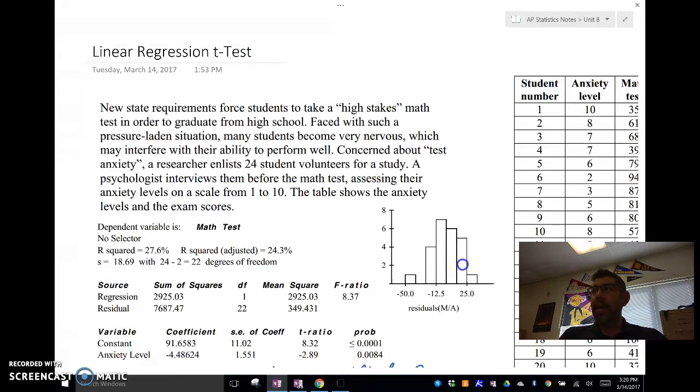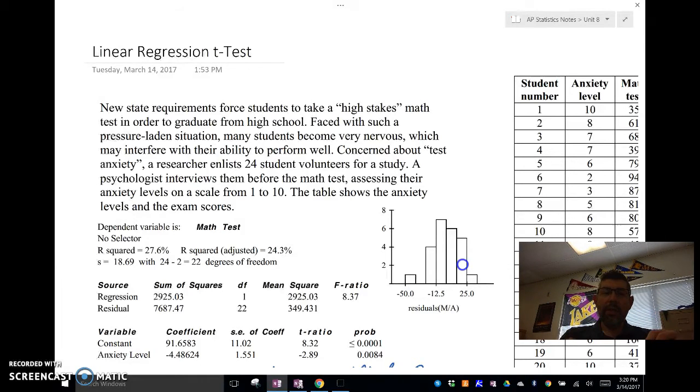This is the problem that I had some students working on today in my class. If you take a look and read the context there, we're looking at if there's evidence of an association between anxiety level and math test score. That's what we're really looking at.